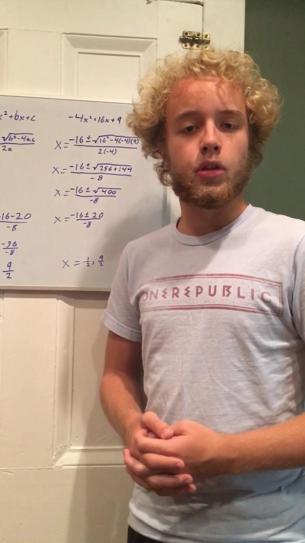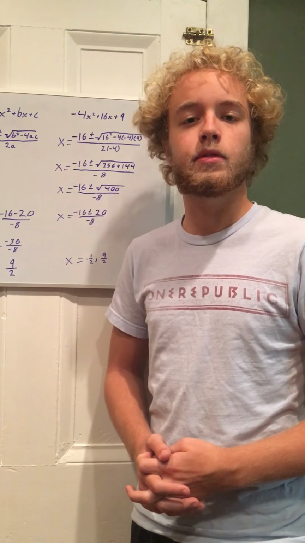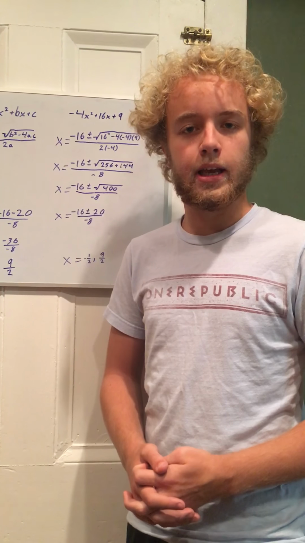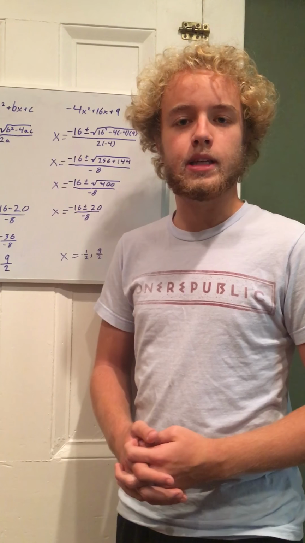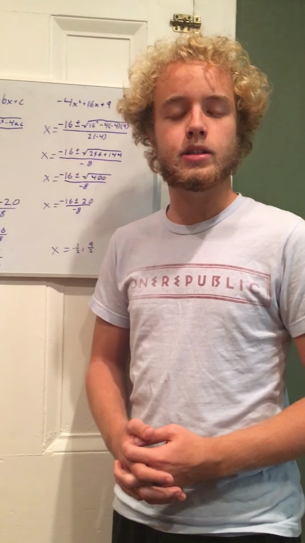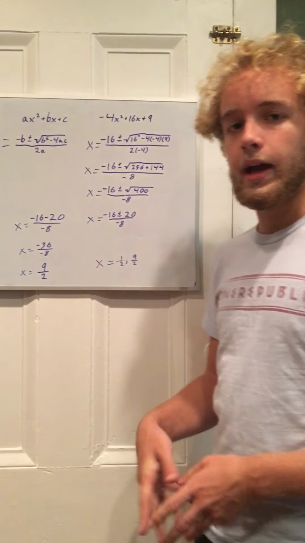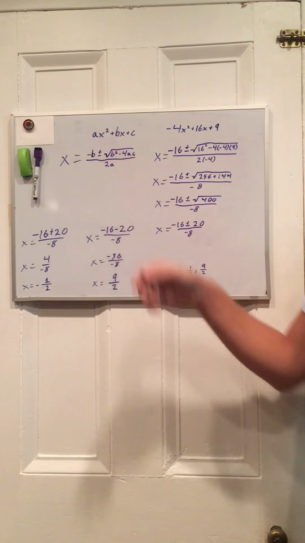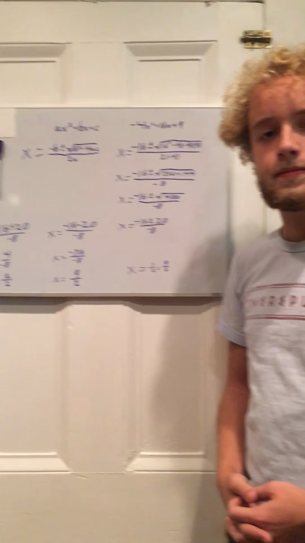This formula is called the quadratic formula. The quadratic formula is used to find the answer to a quadratic equation. A quadratic equation is any equation that is to the second power. It is normally written as ax squared plus bx plus c.